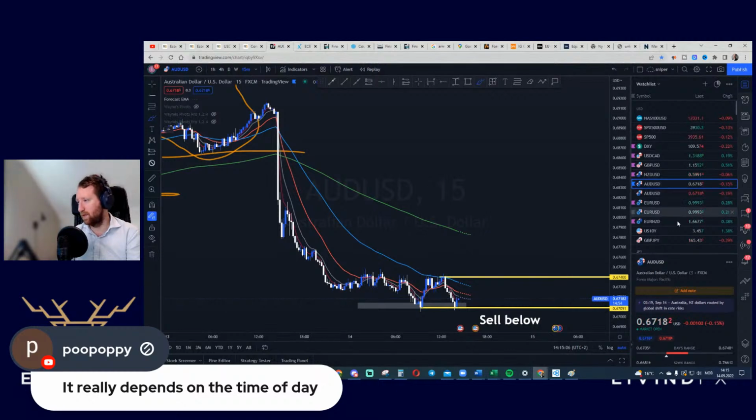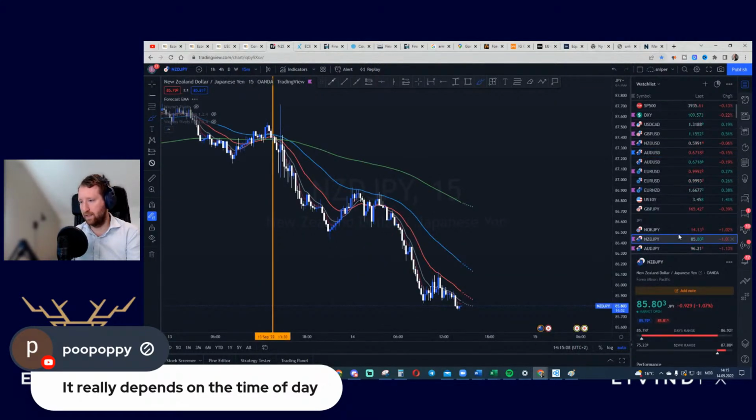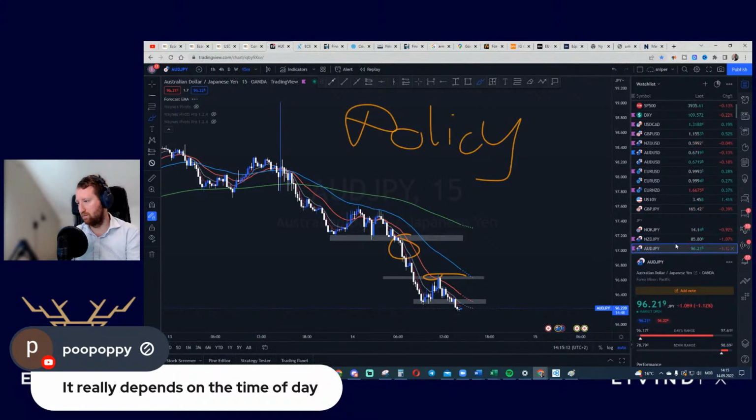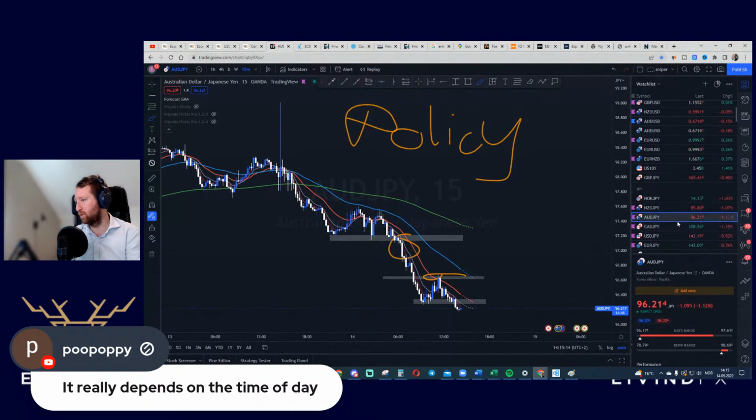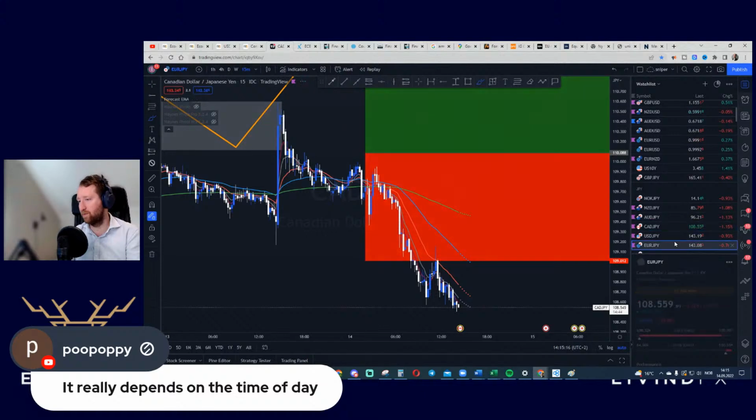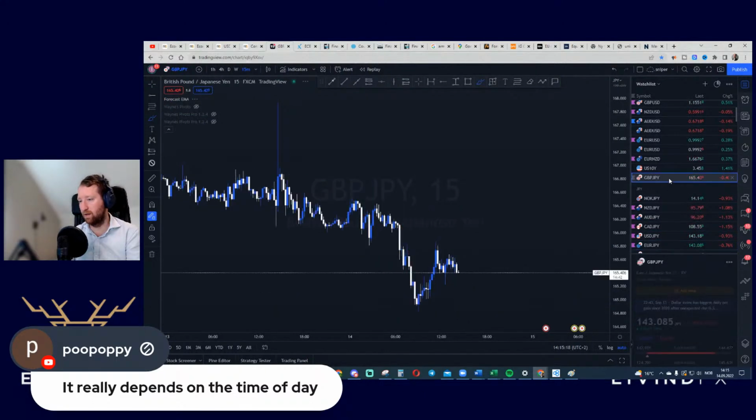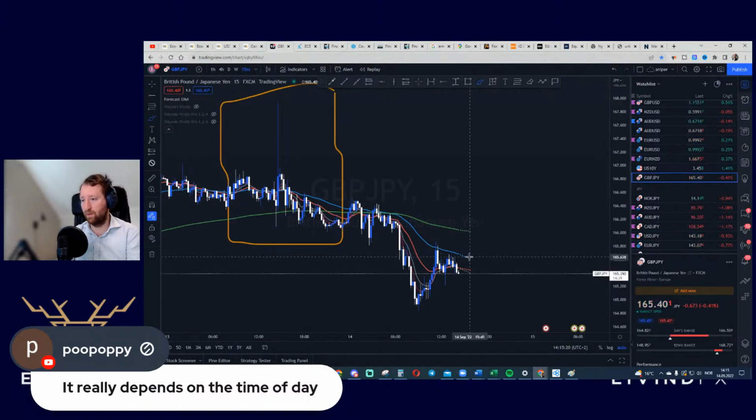So yeah, made some money on the euro there, or still in profit there. Aussie dollar didn't break. New Zealand yen did break, just waiting for the pullback to the point. CAD yen did break, waiting for the pullback. Euro yen didn't do anything. Pound yen can probably sell it again.